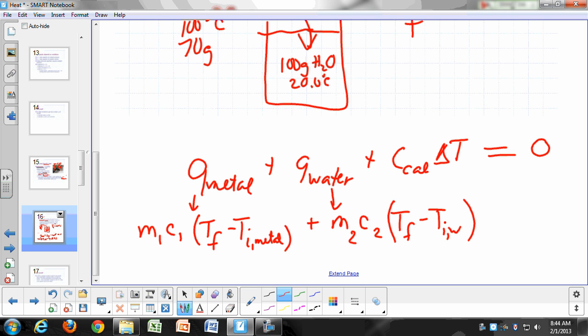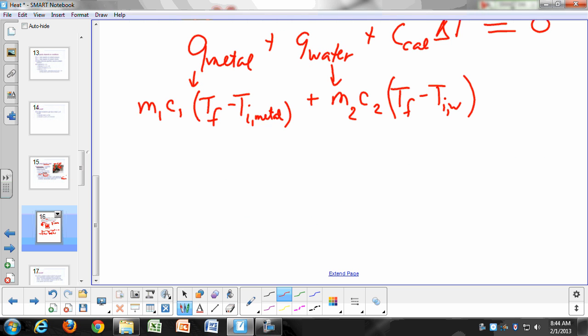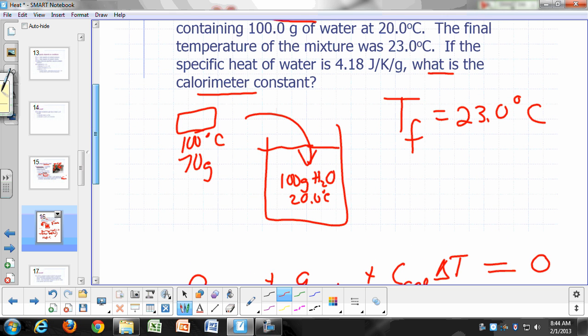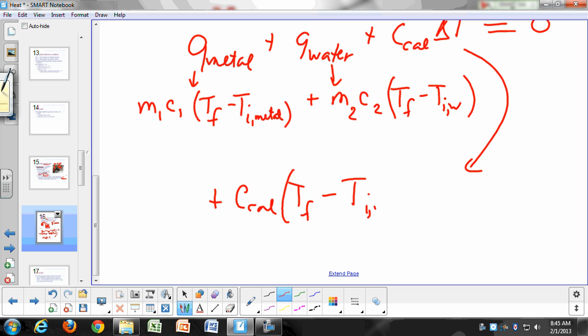Okay. And what's my C cal going to be? It's my unknown, right? So plus C cal times T final minus T initial of the calorimeter. What's the initial temperature of the calorimeter? Well, the calorimeter and the water were together to begin with. So the initial temperature of the calorimeter will just be the same as the initial temperature of the water. So T initial for the water. And all of these should add up to 0. So how do I solve for C cal?